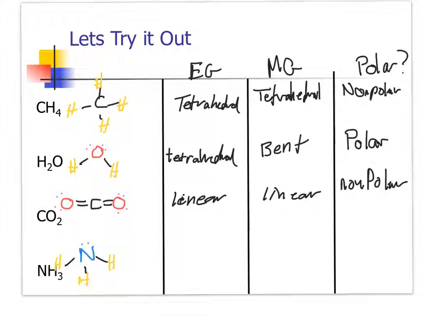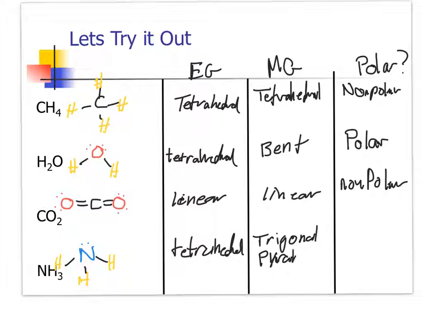Now, the electron geometry of this is going to be tetrahedral. Because I have 4 regions. Now it's going to be trigonal pyramid, or pyramidal, or trigonal pyramidal, whatever. So it's going to be trigonal pyramid. And we're going to see that it is definitely going to be polar.